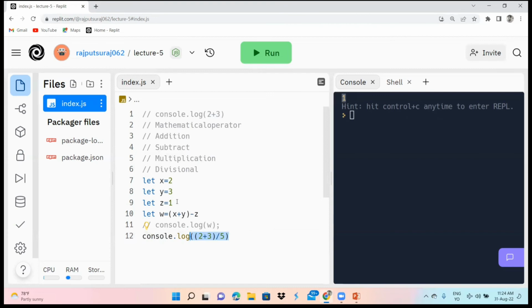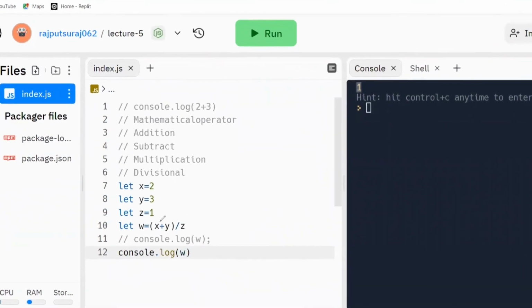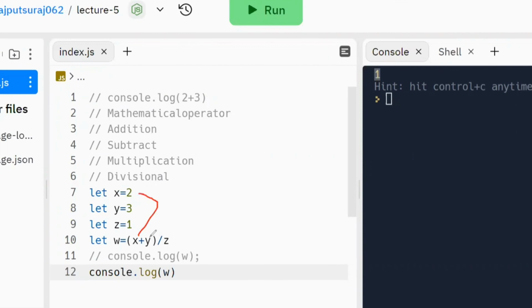If you want to write, please give me the output of W. Here, if we divide by Z, what will be the output? First of all, W is what? X plus Y. What is X? 2. And what is Y? 3. So 2 plus 3 is 5, and then 5 divided by 1 is what? 5. Now if you run this, you can see our output is 5.